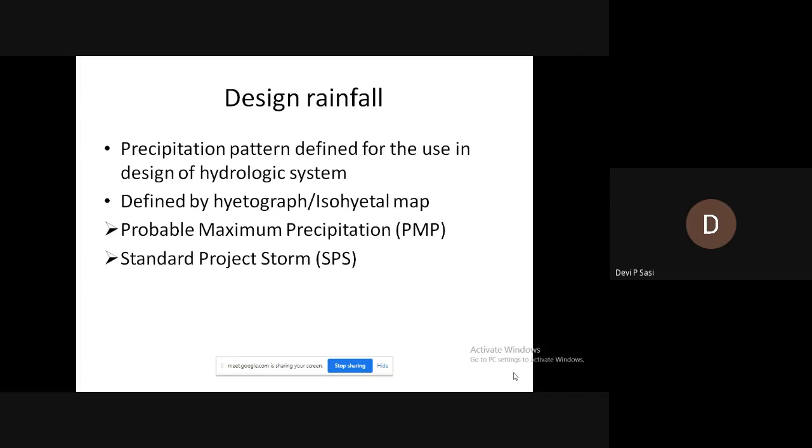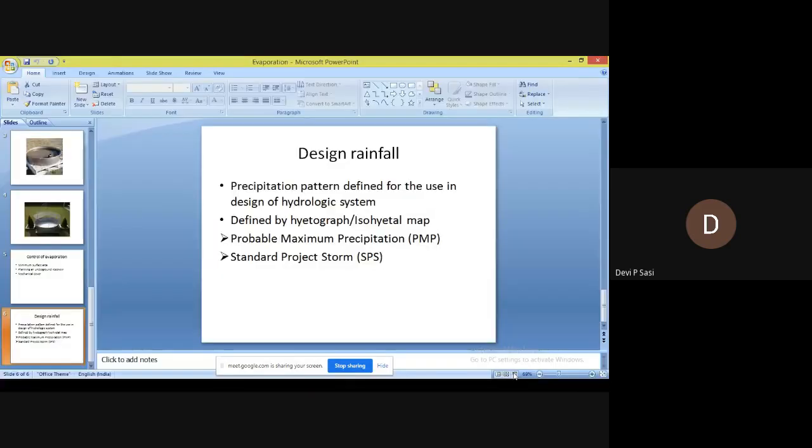Then, for studying the PMP, there are two approaches: the meteorological approach and the statistical approach. So you should know the difference between PMP and SPS. PMP is maximized for the most critical atmospheric condition, while SPS is not done so. That is the basic difference between PMP and SPS. Okay, thank you.